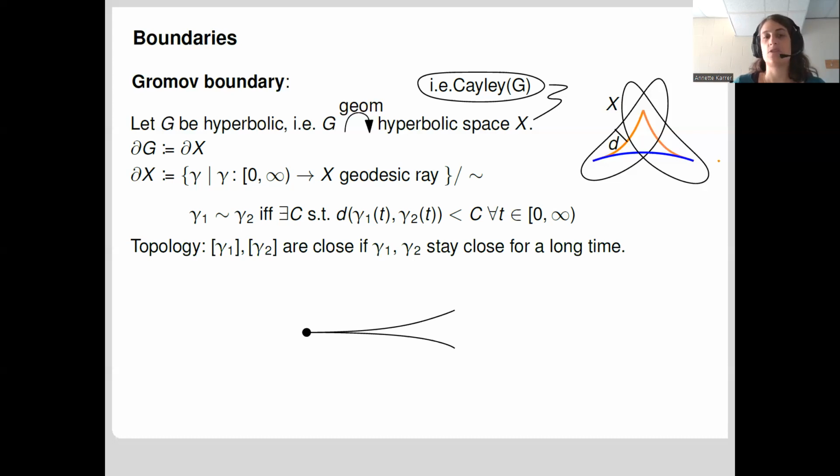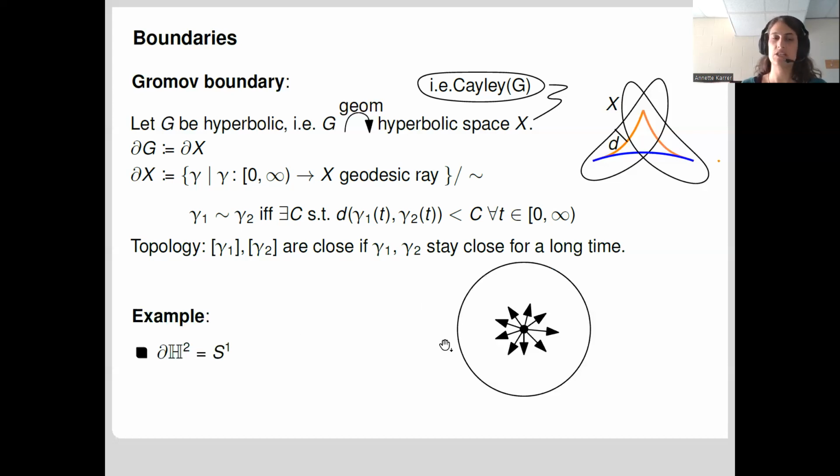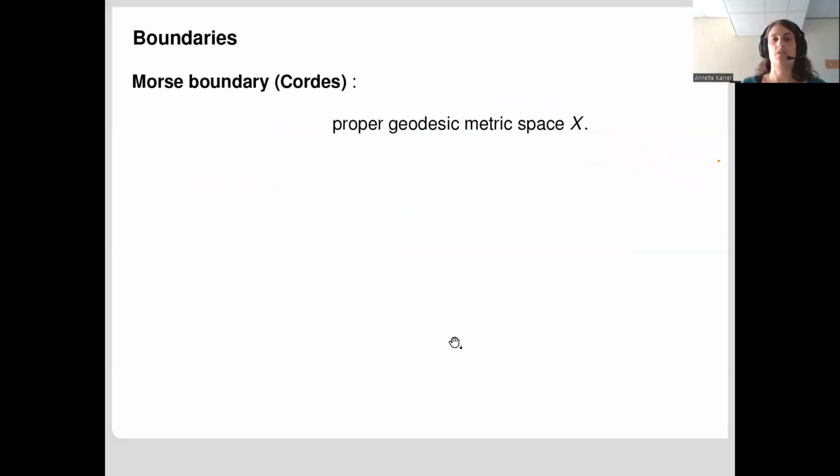We give this space the following topology. Intuitively, this topology is made such that two equivalence classes are close if representatives of these equivalence classes stay close for a long time. So these two geodesic rays, for instance, are farther away from each other than these two geodesic rays. The typical example is the hyperbolic plane, where we get one boundary point for each direction, and here we get a one-sphere as the boundary. Now let's look at what the Morse boundary is.